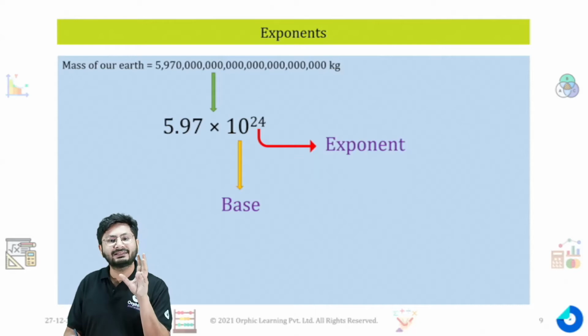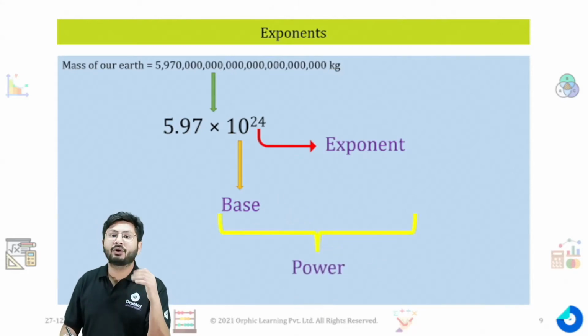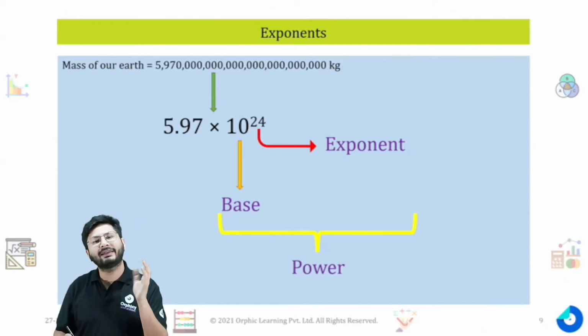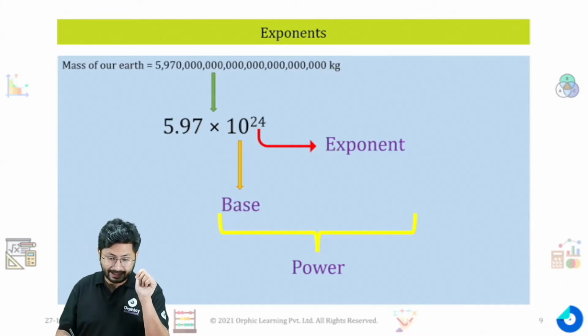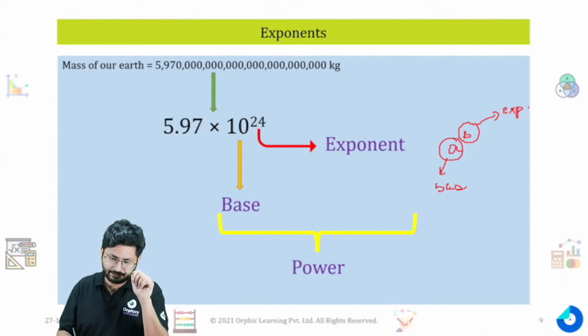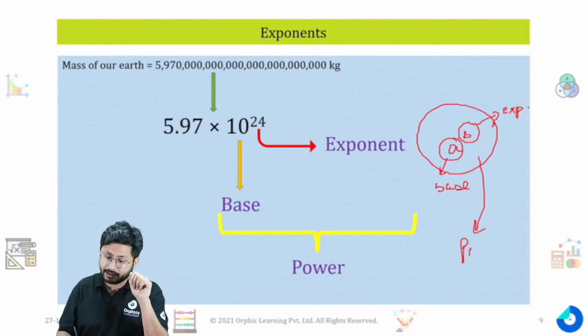10 will be called the base and 24 will be called the exponent, and the entire number 10 to the power 24, this is called the power. Okay, this is a big misconception, that exponent and power is the same thing. It is not. a to the power b, I'll write it again. So in a to the power b, this is the exponent. Okay, this is called the base and this entire expression will be called the power. Okay, so try to remember this thing.